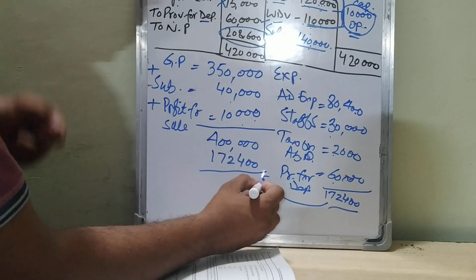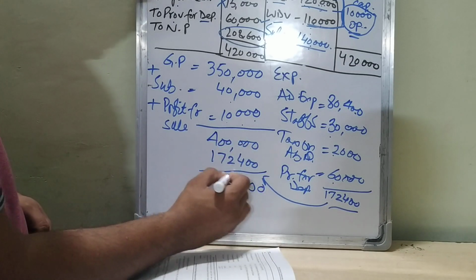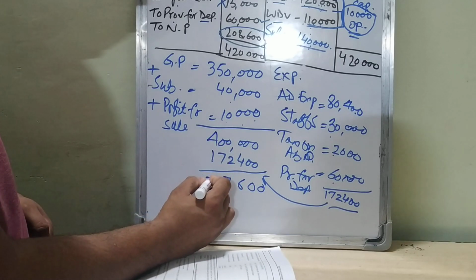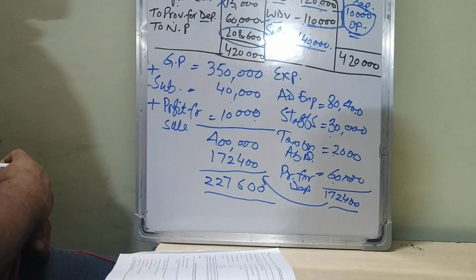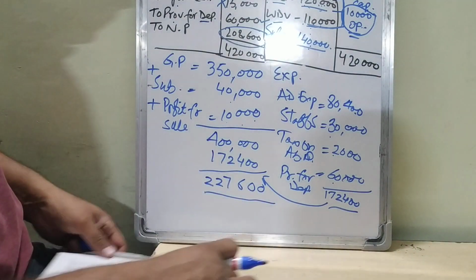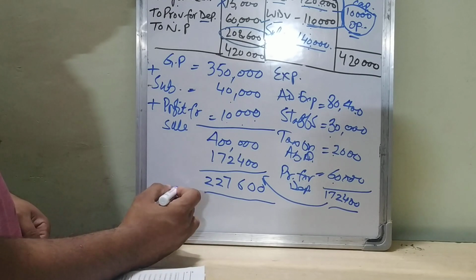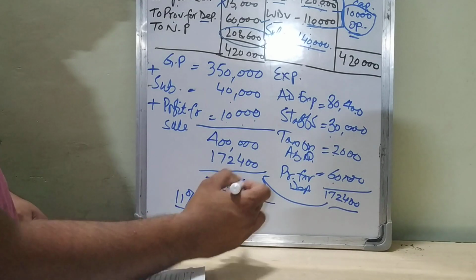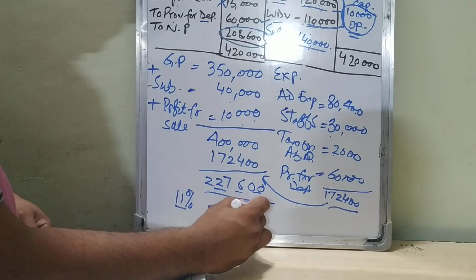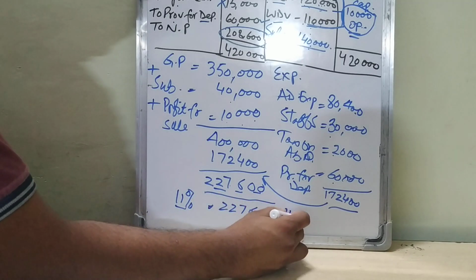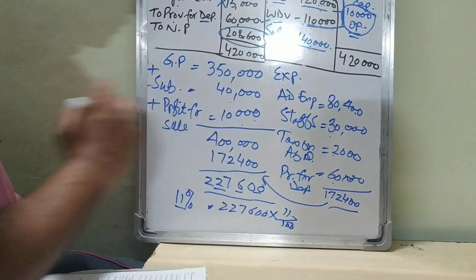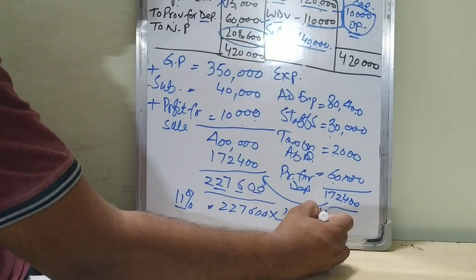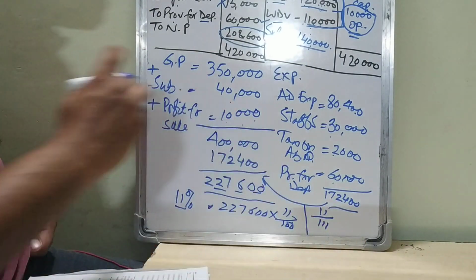So how much are we going to have? 4,00,000 minus 1,72,400, and this is 2,27,600. And if I want to calculate the managerial remuneration, total 11% of 2,27,600, it means 2,27,600 into 11 upon 100. This is before charging, and if it is after charging, as per the rule, it would be 11 upon 111.